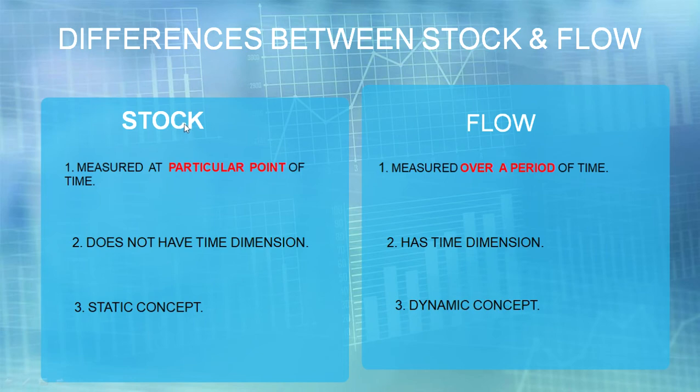Now, when we say stock, anything that is measured at a particular point of time is called stock. For example, when you try to see the quantity of water that is there in the tank early morning, maybe around 6 o'clock, it is called stock, where you are trying to find out the quantity of water available in the tank at a particular point of time.